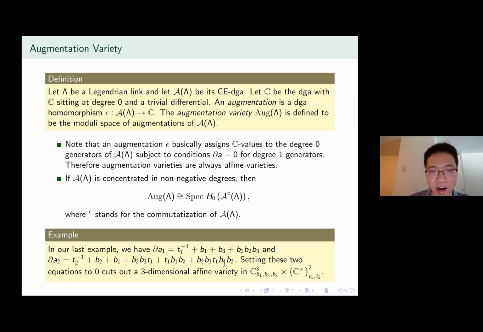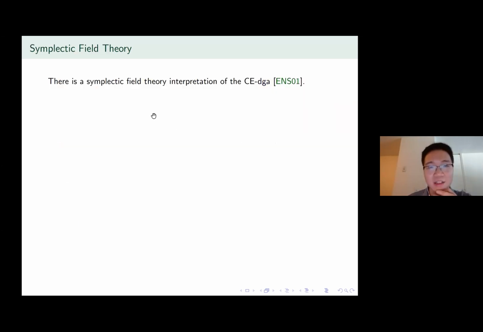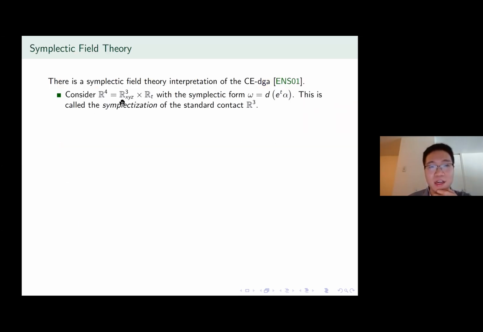Let's move on to a symplectic field theory aspect of the Chekanov-Eliashberg DGA. You take another copy of R, with the coordinate t, and then you form R4, and define the symplectic form to be the exterior derivative of e to the t times alpha. Alpha was the contact 1-form. You take the exterior derivative, and it becomes a 2-form. It's closed and non-degenerate. This is called the symplectization of the standard contact R3. Then you also fix an almost complex structure on R4, called J.